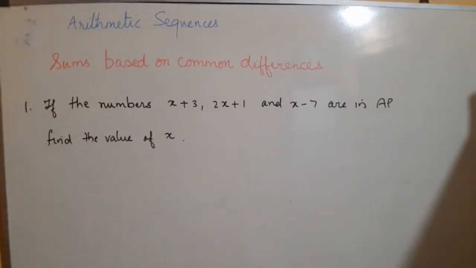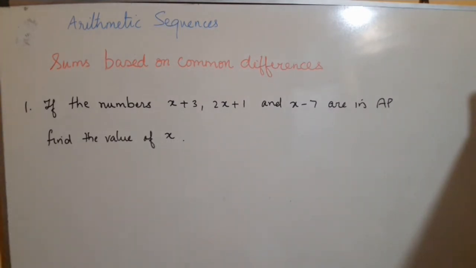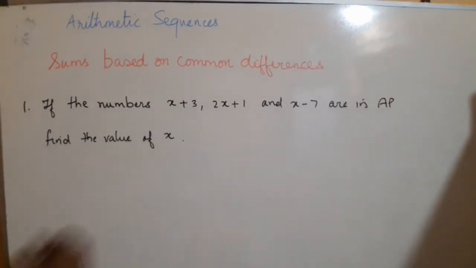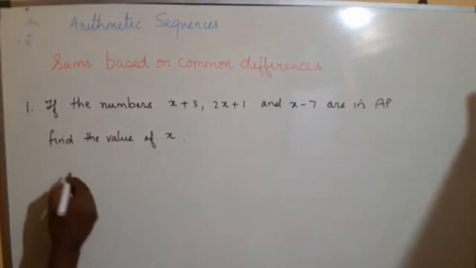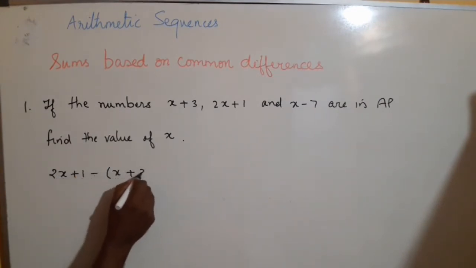So here we have a sum on the board based on common difference. The sum is: if the numbers x plus 3, 2x plus 1 and x minus 7 are in AP, find the value of x. Now it is given that the three terms are in an AP. When they are in an AP, the common difference should remain the same. How do we find the difference? We find the difference by subtracting the term from the succeeding term. So here we find the common difference by subtracting x plus 3 from 2x plus 1. So we have 2x plus 1 minus (x plus 3).